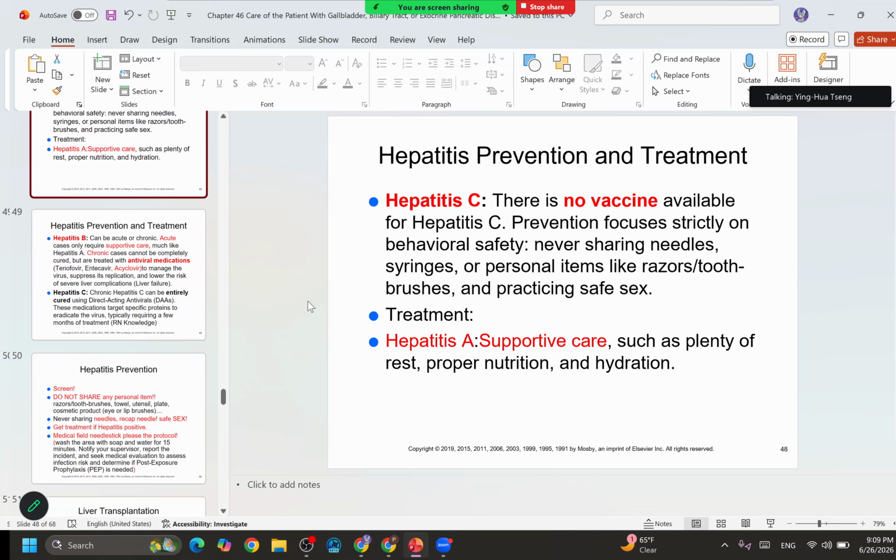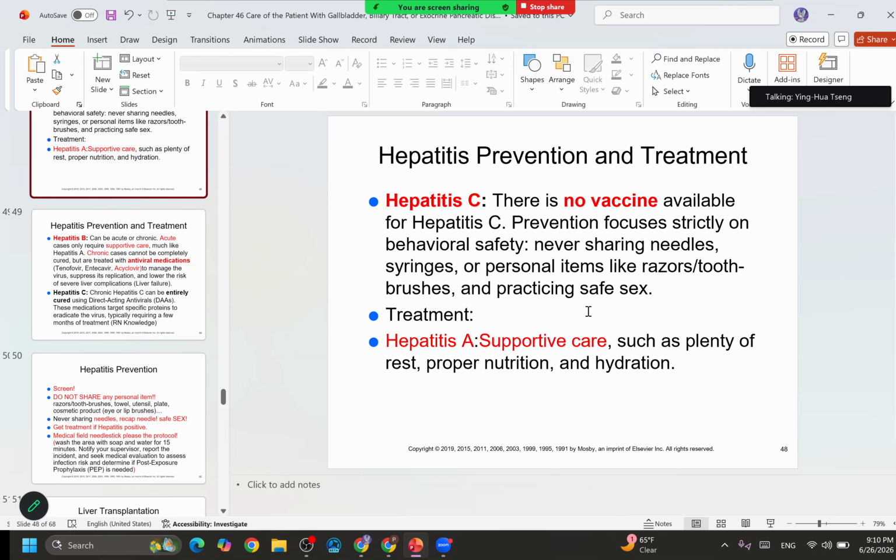Okay, this is hepatitis C. Hepatitis C has no vaccine, and it is also transmitted through body fluid, with blood or other body fluid. Like hepatitis B, they all come from body fluid. So prevention is things like not sharing needles, or personal items like a razor or toothbrush, or practicing safe sex. So this is all body fluid. If you don't protect yourself very well, then you get B or C very easily. Just let you know this.